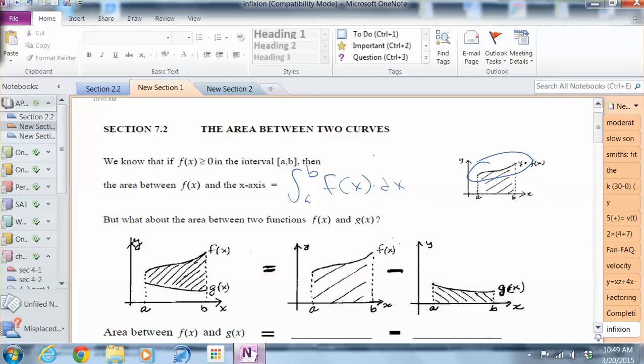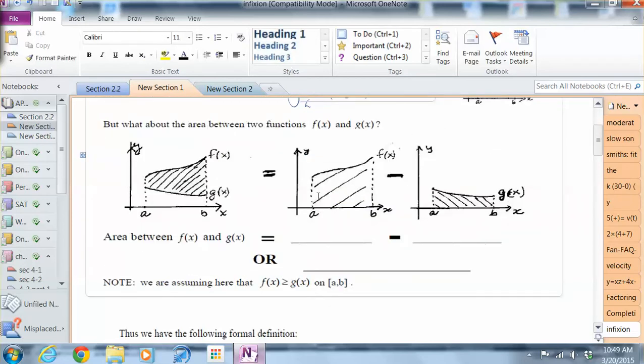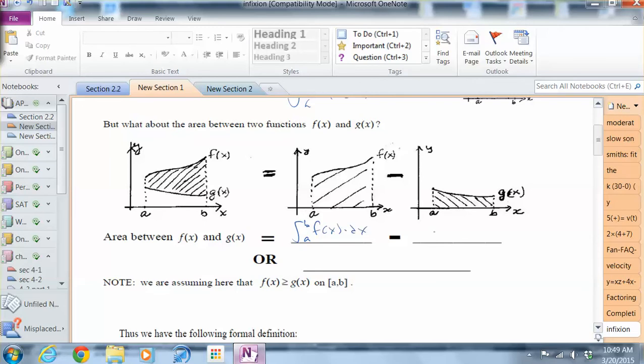But what if we try to find the area between f of x and another function, say g of x, like in the case right here? Then what you could do, if you think about it geometrically, is that you take the area between f of x and the x-axis, which is this right here, and you take the area between g of x and the x-axis, which is right here. And again, they're following the same interval from a to b. If you subtract the area for f of x with the area for g of x, you wind up getting the area between the two curves, right?